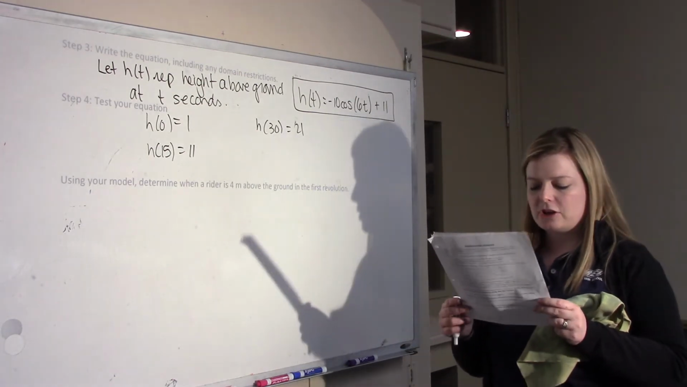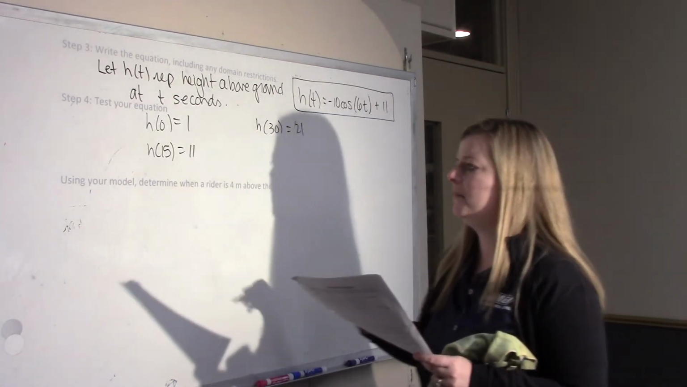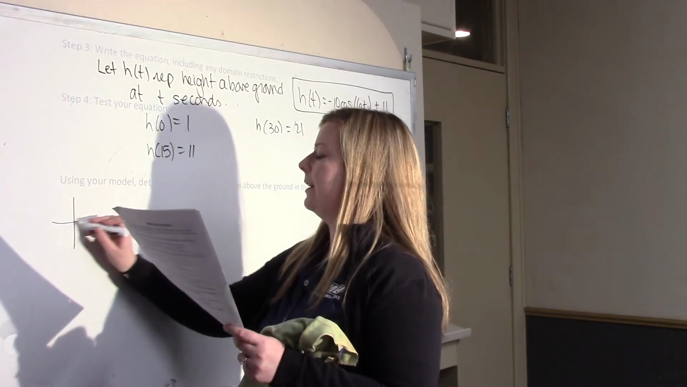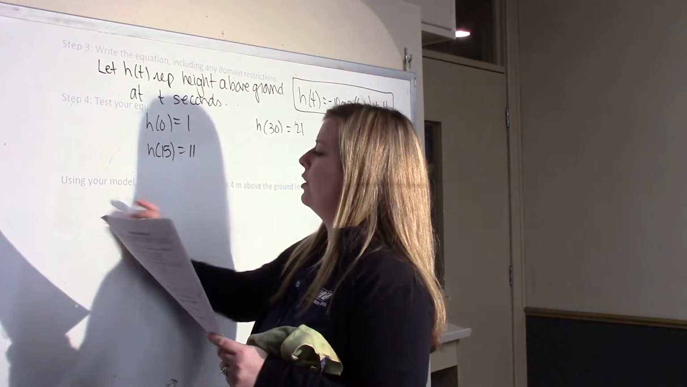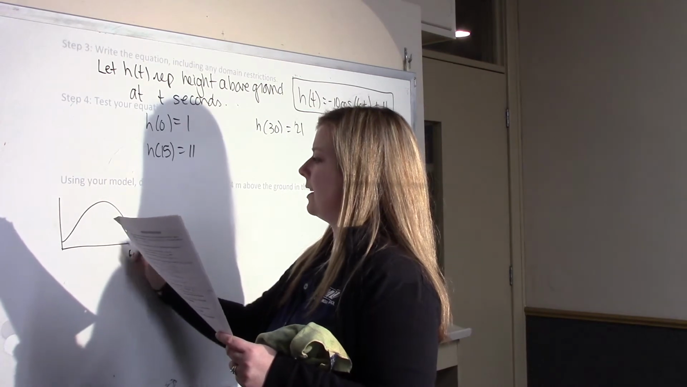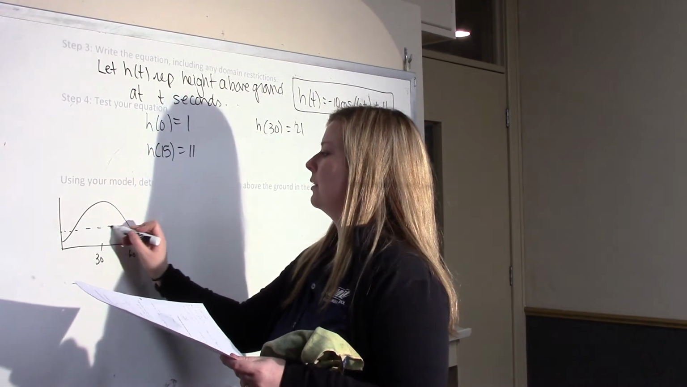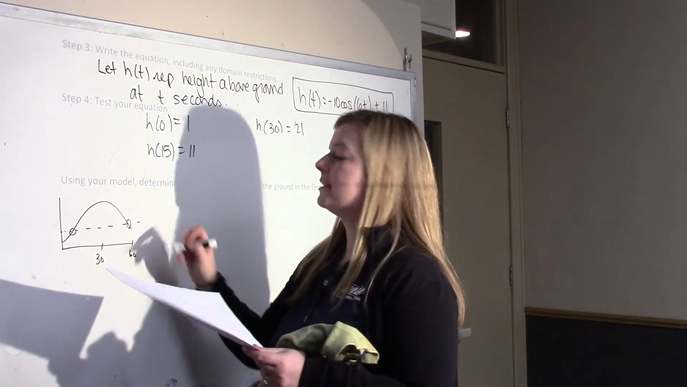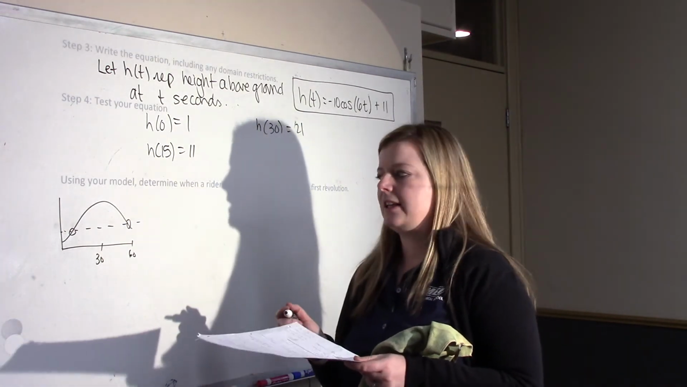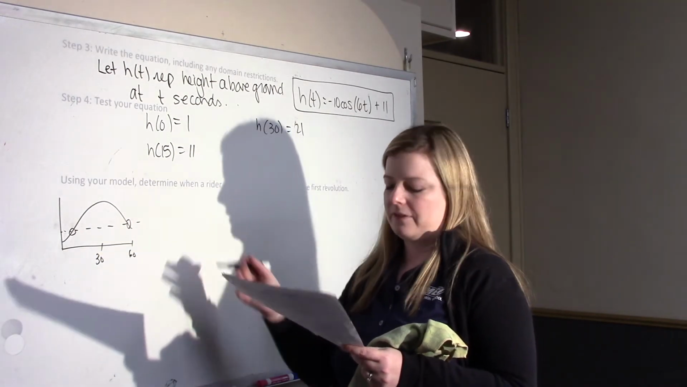So using your model, determine when the rider is 4 meters above the ground within the first revolution. If you think back, you can see a graph up there, but I don't have it to refer to. So the graph basically looks like this. We're starting at the bottom and we're going to the top, where this is 60 seconds and this is 30. So if you think about 4 meters, that's about here. So we're going to hit 4 meters once on the way up within the first 15 seconds and once on the way down within the last 15 seconds. Okay, so we know that our t value should be between 0 and 15 and 45 and 60.